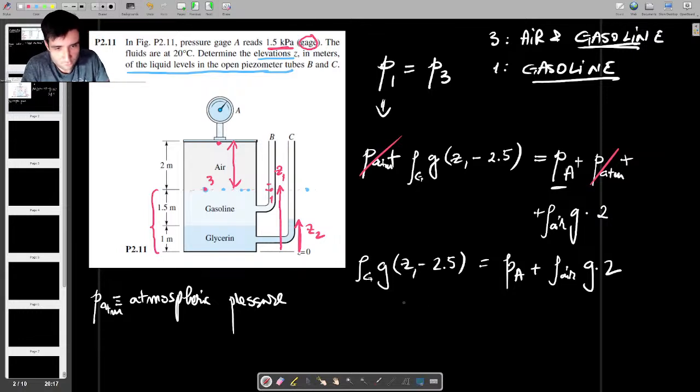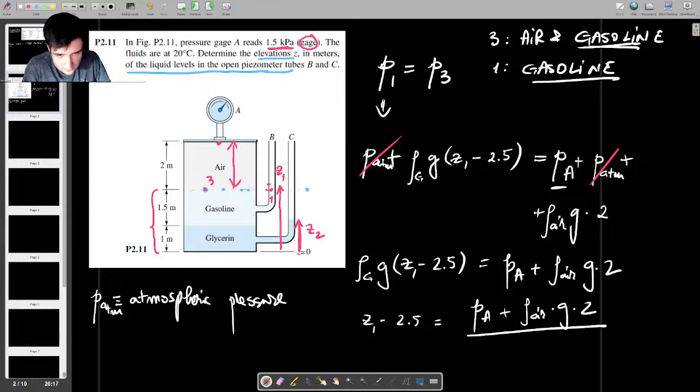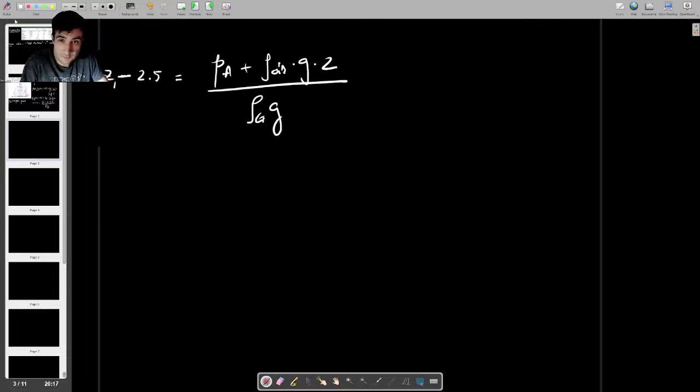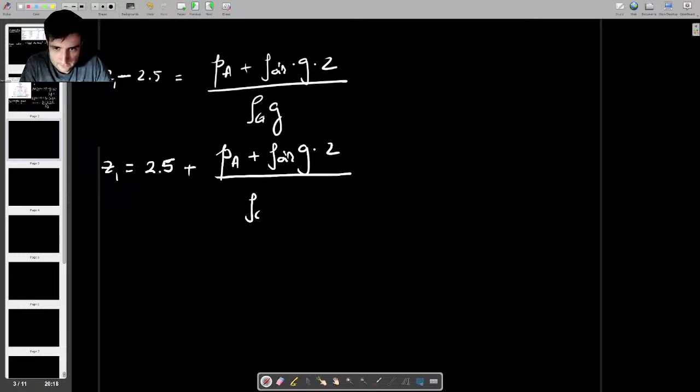Okay, so if we rearrange this, then I can extract Z1 minus 2.5 by writing it as PA plus density of air times g times 2, over density of gasoline times g. Okay, cool. At some point I'm going to start adding in numbers, but I want to delay that as much as possible because I don't really like using numbers from the beginning. So Z1 is 2.5 plus PA plus density of air, so I'm just copying what I have above, divided by this.